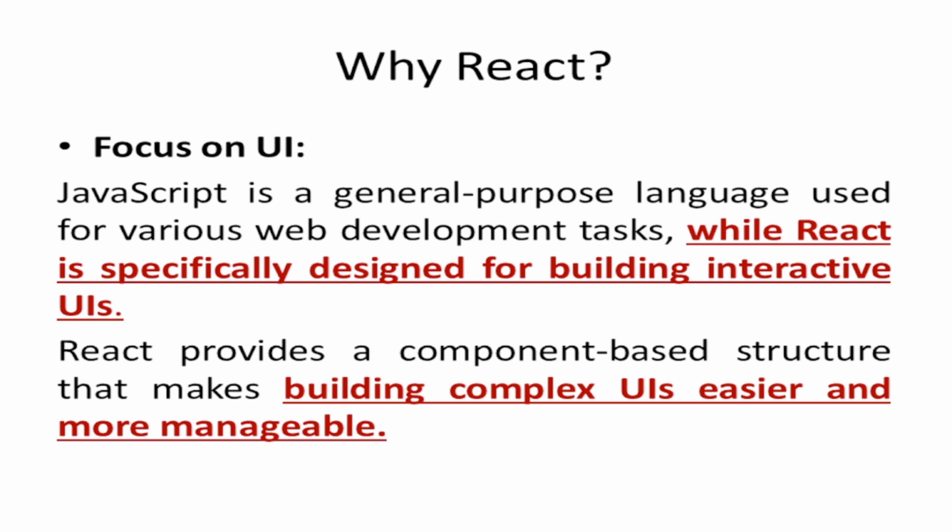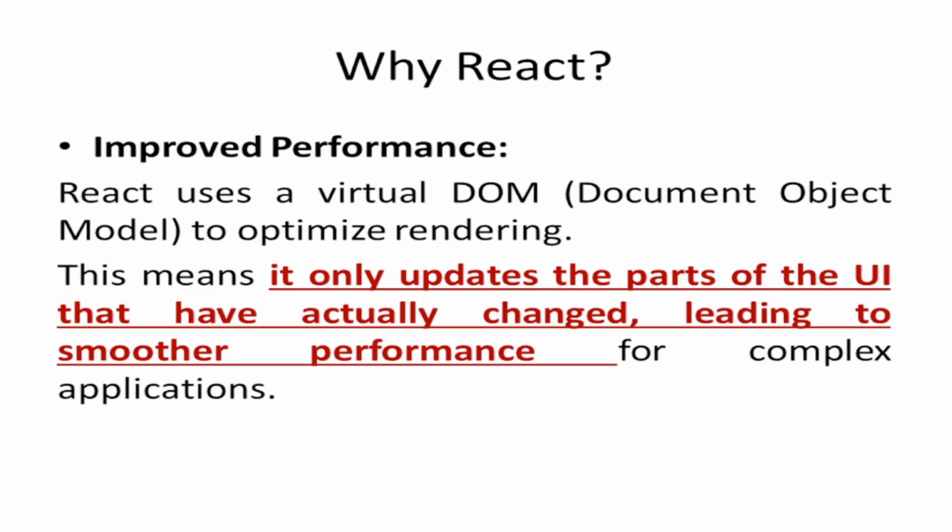So when you talk about React, it's all about building interactive UIs. It's a package that's fully focused on UIs. And the advantage of using React is it makes building complex UIs easier and more manageable, and gives improved performance. So when you're talking about React, we all know about the document object model, right?